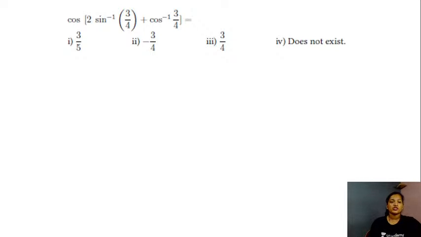You have your question as cos of 2 times sine inverse of 3 by 4 plus cos inverse of 3 by 4. This is equal to which of the following options? So here in this case, students, let me give you all a hint. Sine inverse of theta plus cos inverse of theta, where theta is any angle, is equal to pi by 2. So you will be using this identity in simplifying here. So what do you think is the right answer here in this case, students?